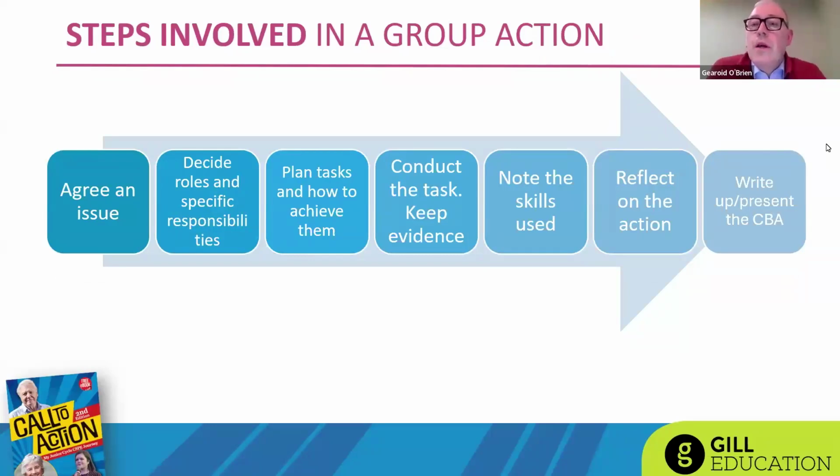What's really important there is that if students are allocated to a specific team, that they don't cross over and take the tasks of a different team, because what happens in that case is it makes it very hard for the students of the other team if their jobs have been taken and done already. So it's really important that there's a clear idea as to which group is doing what. The rest is the same really as for the individual. They conduct the task and keep evidence, they note the skills, they reflect, and then they write up and present to the CBA.